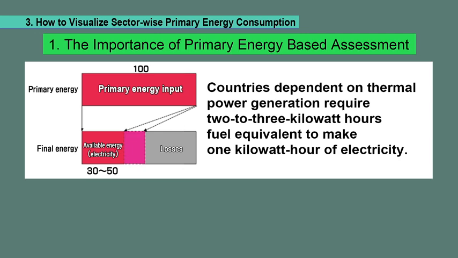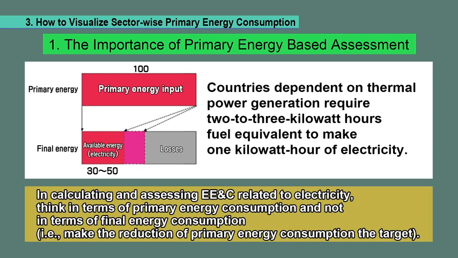First, the importance of primary energy-based assessment. If a country depends on thermal power generation, 2 to 3 times more fuel is needed to make 1 kilowatt-hour of electricity. When considering EE and C policies, the desired approach is to minimize the country's primary energy consumption. In Energy Efficiency 2017, the IEA states that we should assess electricity consumption on a primary energy basis. So, the issue is, how can primary energy consumption be visualized?